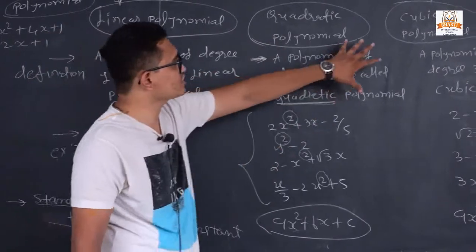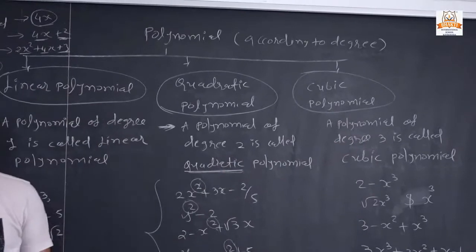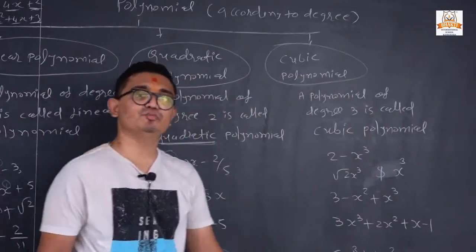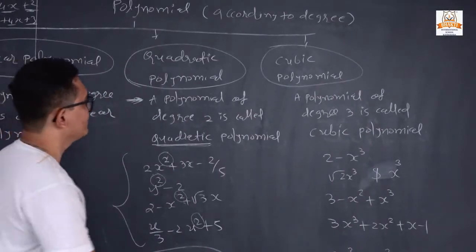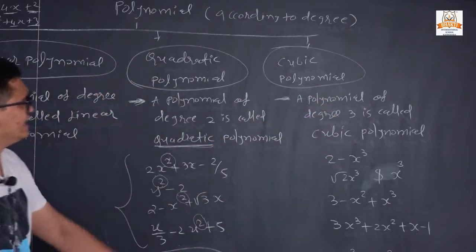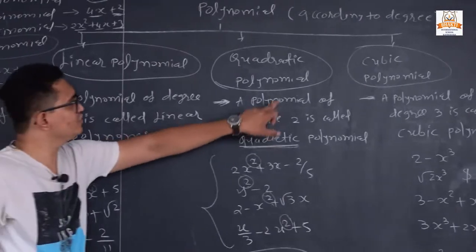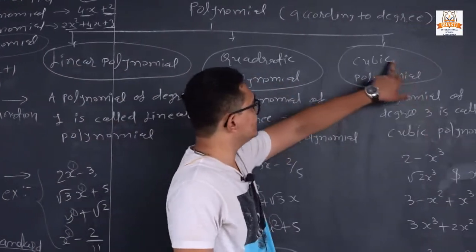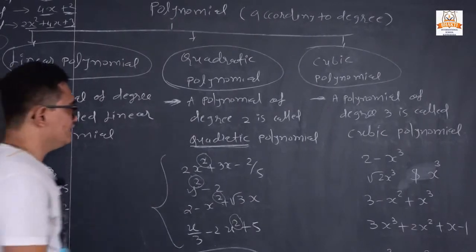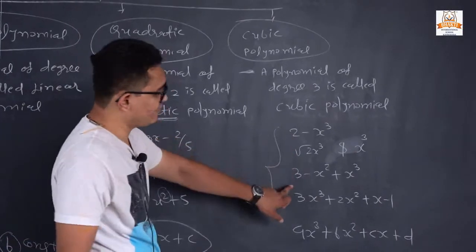Now the last portion of polynomial according to the degree: cubic polynomial. First of all, its definition. If the degree is 1, it is linear. If the degree is 2, quadratic. If the degree is 3, then it is called a cubic polynomial. Here we have 4 examples for that.